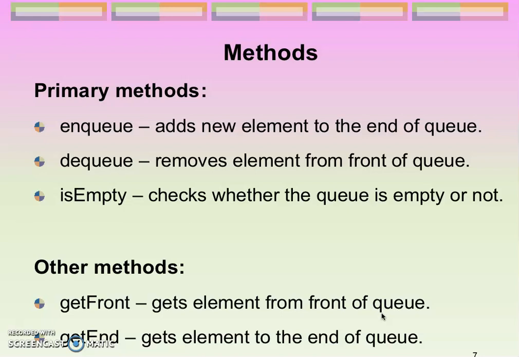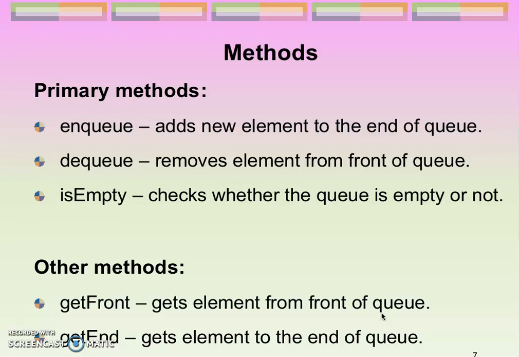Dequeue means that kita nak delete, okay, remove element from front of the queue. Macam nak beratur tadi, kalau beratur ambil duit, the first person that can go and withdraw the money, of course the first person in the queue, right? So means that yang paling depan sekali lah. Okay, so dia yang akan pergi ambil duit and tinggalkan that queue.